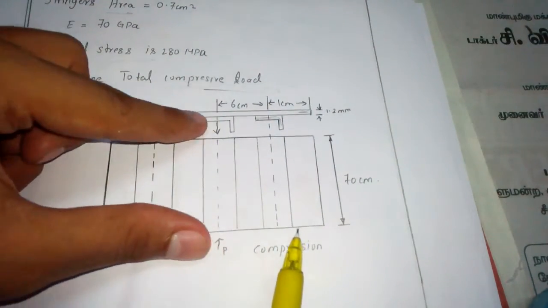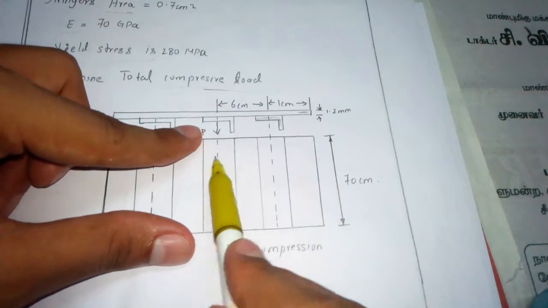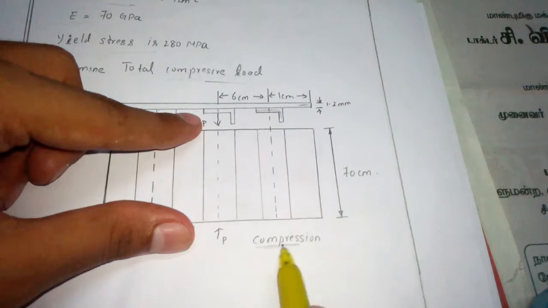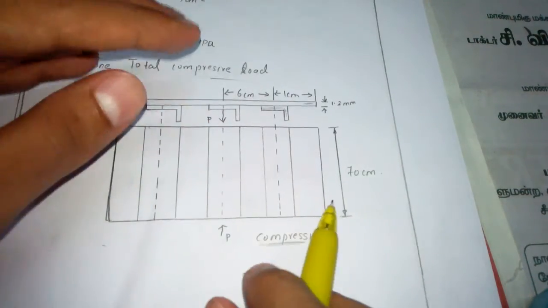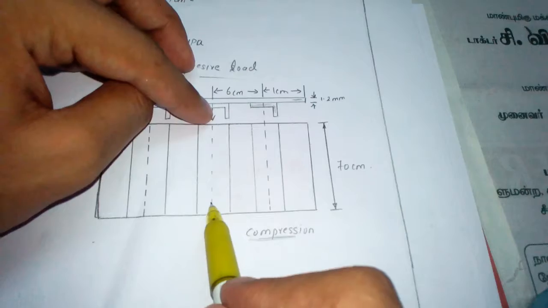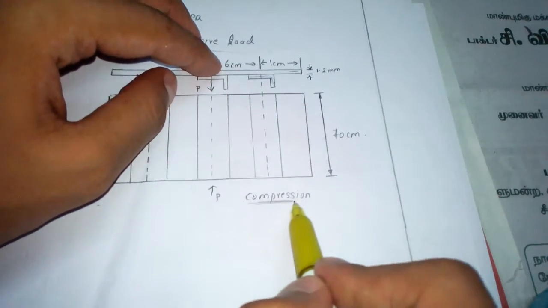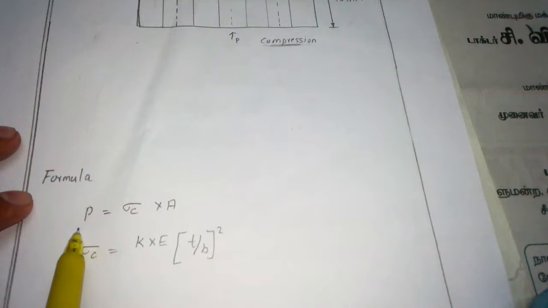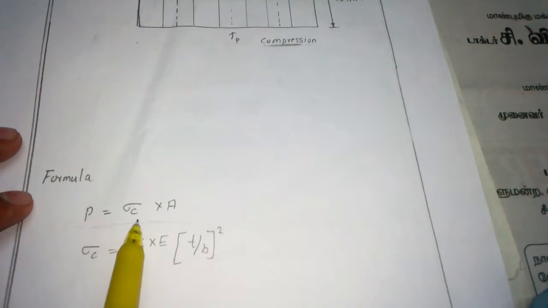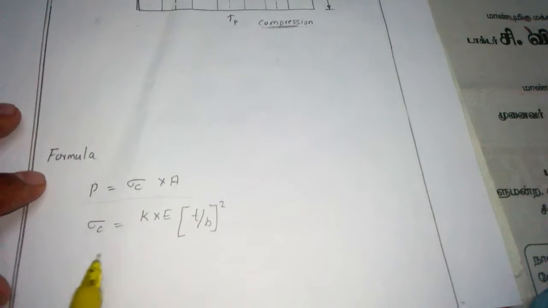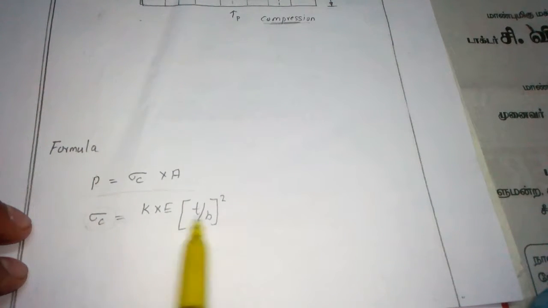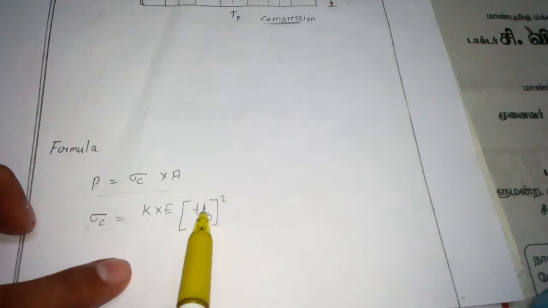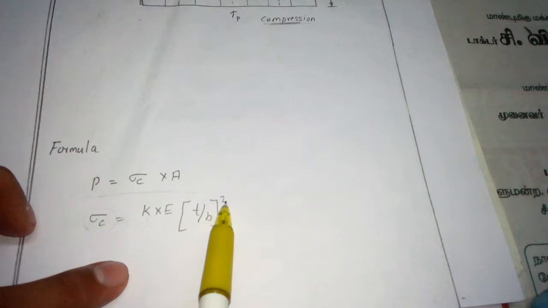Here, if you see, this whole section is compressed due to this load. Compression is occurring. So the formula used is P is equal to sigma C times A. For finding sigma C, it is K times E times (T by B) the whole square, where T is thickness and B is breadth.